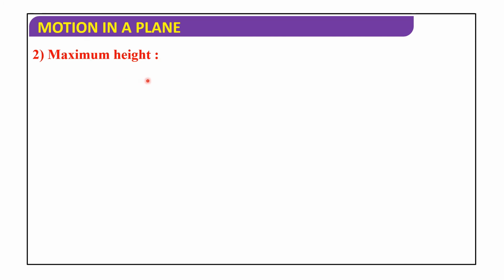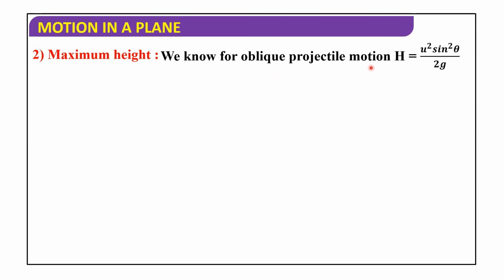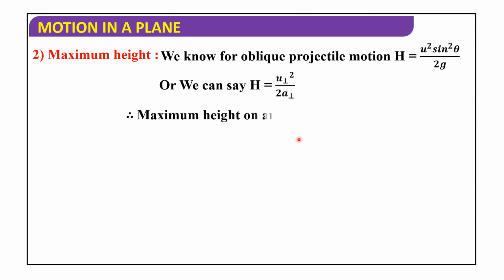Maximum height. Now let us discuss maximum height. We know for oblique projectile motion H is equal to u square sin square theta by 2g, or we can say that H is equal to the perpendicular component squared by 2 times the perpendicular acceleration along the y direction. So the maximum height on an inclined plane H is equal to u square sin square theta by 2g cos alpha.